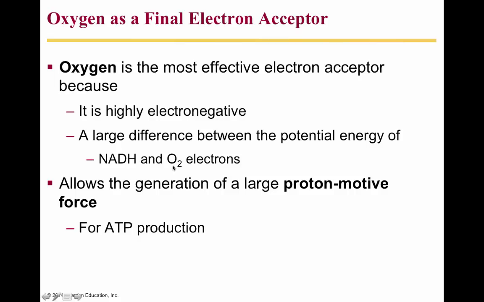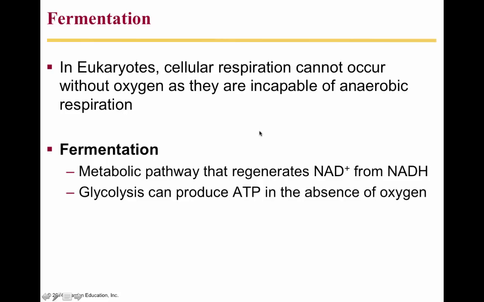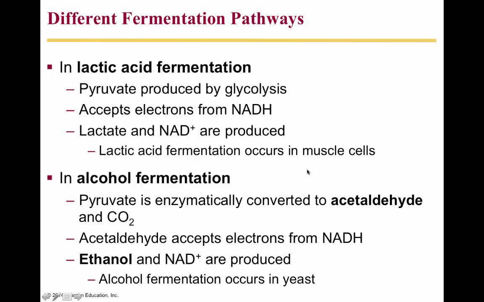So yeah, your book does say, okay, oxygen's the most effective, it's highly electronegative, there's a huge difference between the potential energy of NADH and O2, and that difference when the electrons are transferred, that reaction, you get a huge release of energy. It allows the generation of a really nice proton motive force. And cells that don't use oxygen as an electron acceptor cannot generate a large potential energy, and they make less ATP. Fermentation, even less.